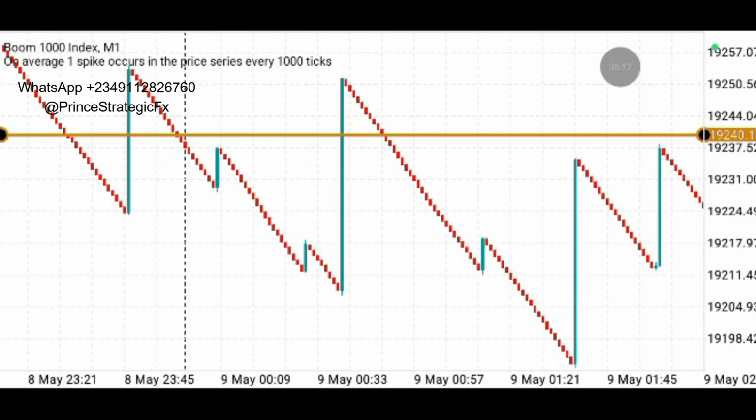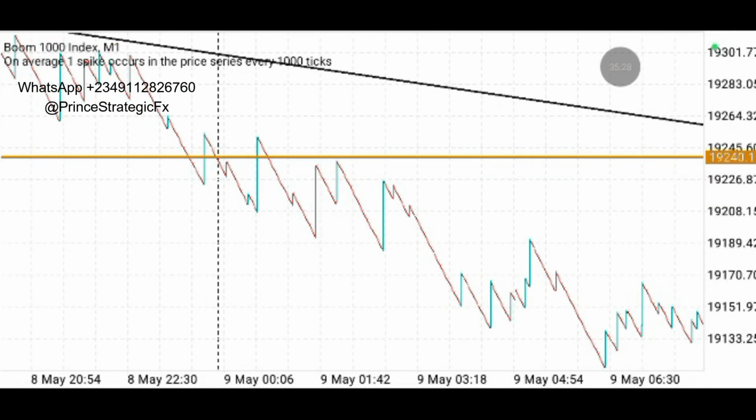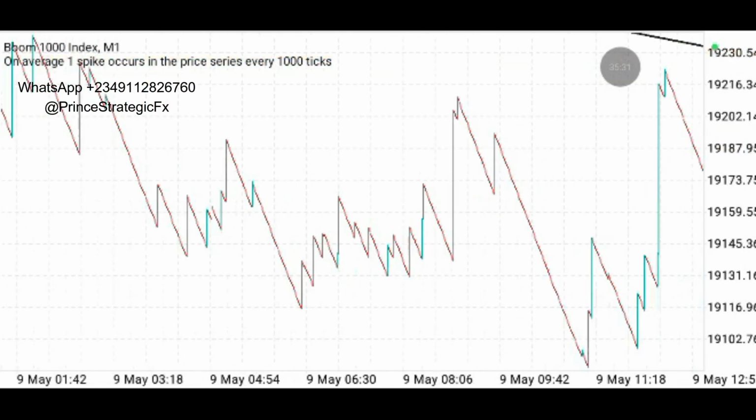If you can't see it clearly, as usual, you head over to M1. This is M1 right here. I believe hopefully now you can really understand exactly what I am talking about.